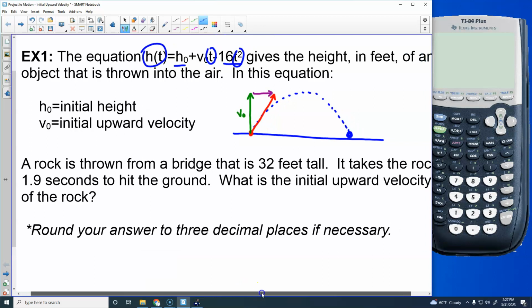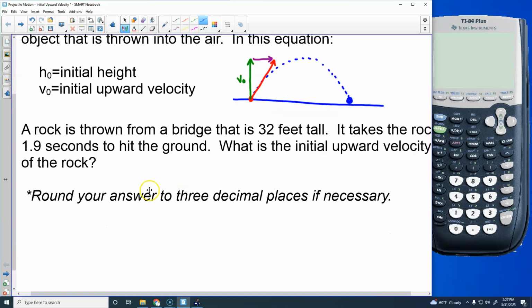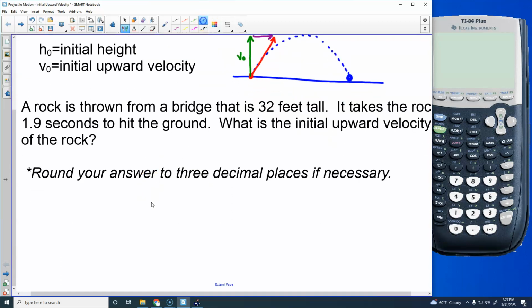We have a rock is thrown from a bridge that is 32 feet tall. It takes the rock 1.9 seconds to hit the ground. What is the initial upward velocity of the rock? So we don't know what the initial upward velocity is. It's what we're trying to solve for, which means we've got all these variables.